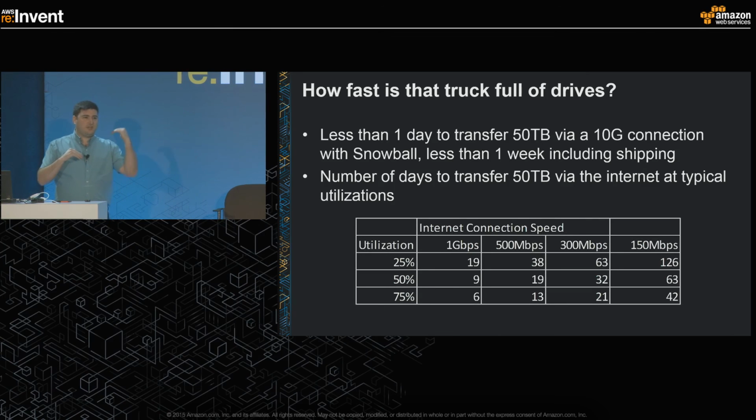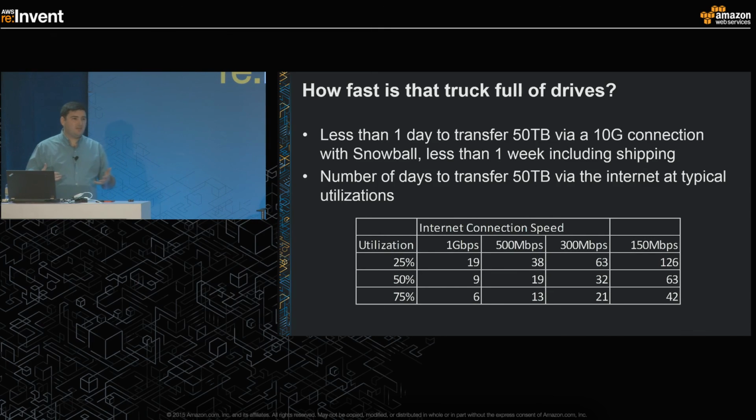And then there are different utilizations, because the other key thing to recognize is that you're not necessarily going to be able to devote 100% of your connection to whatever large data transfer you're trying to do. So at the high end, if you can only devote a quarter of your connection and you have a 150 megabit per second connection, it's going to take you about 4 months to send 50 terabytes of data over your network. On the other hand, if you have a gigabit per second, you can do it in a little less than a week, so it's about comparable to what Snowball can do.